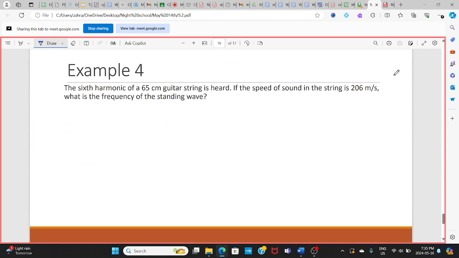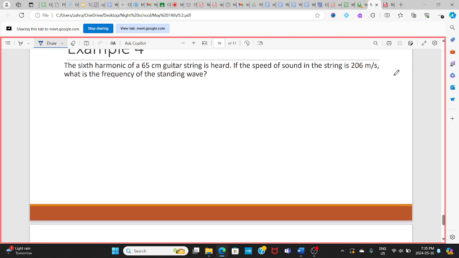I'm going to do another one. The sixth harmonic of guitar. So this is a guitar. The speed of the sound is given. What is the frequency of a standing wave? So knowing that when you have it closed, if you have a sixth harmonic, it means you have six notes here.